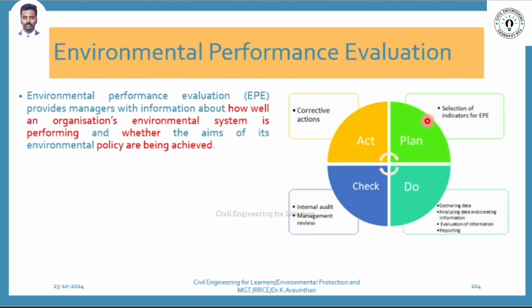How to do the evaluation? First, planning. In planning, select the parameters. How they will check the parameters depends upon their product. Imagine there is a dairy industry. What is their product? They provide milk to us, they provide paneer, khoa, etc. These things come from the dairy industry.